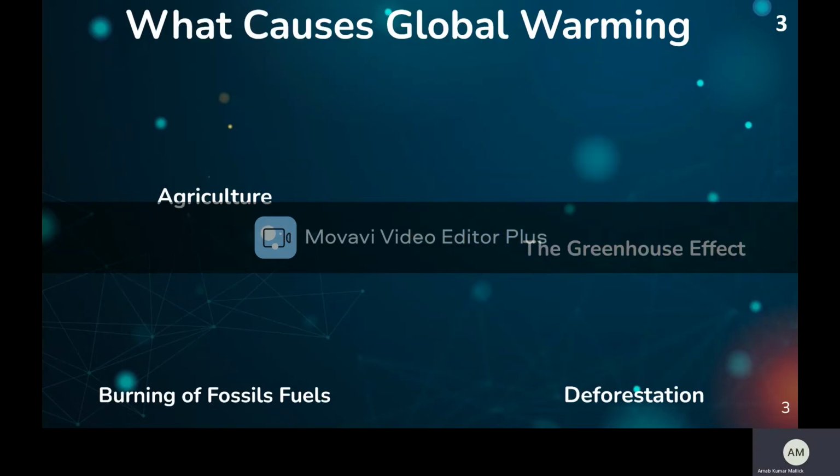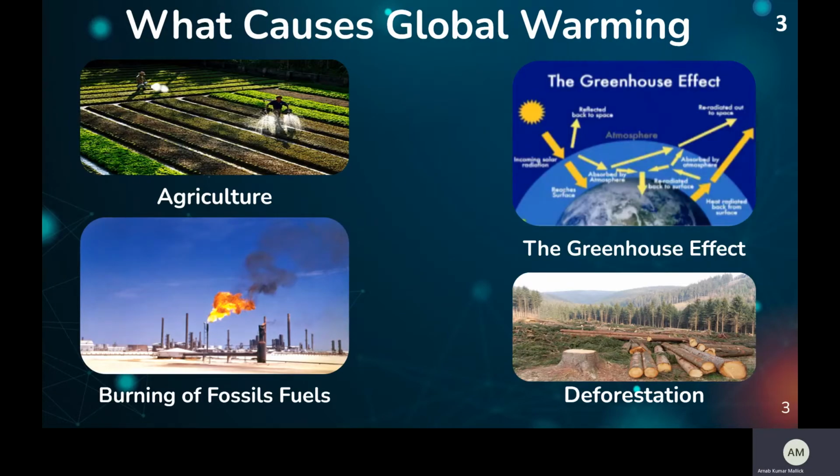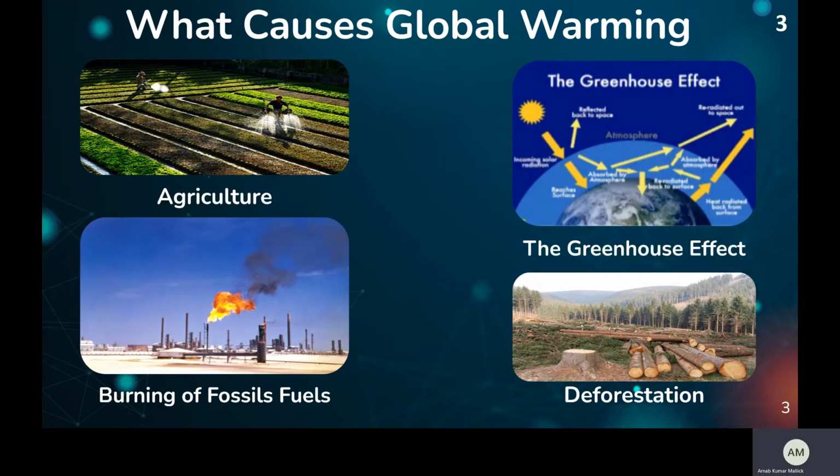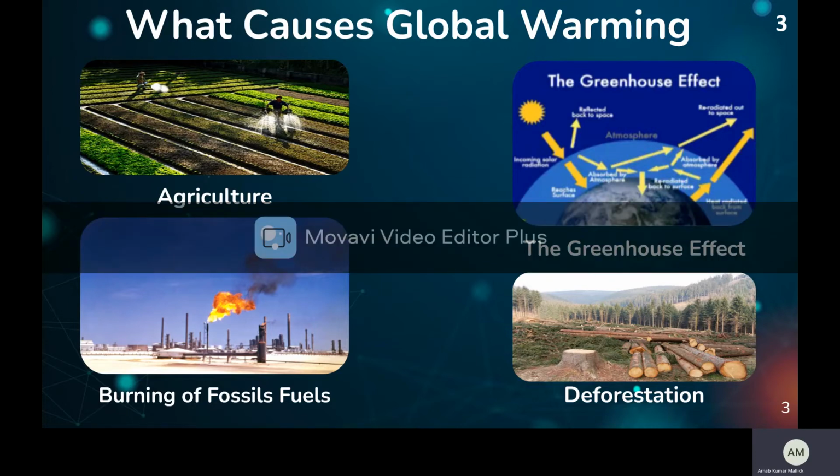Second, the causes of global warming include the agricultural fields, the greenhouse effect, burning of fossil fuels, and finally deforestation. Plants are the main source of oxygen. They take in carbon dioxide and release oxygen, thereby maintaining environmental balance. Forests are being depleted for many domestic and commercial purposes. That has led to environmental imbalances and thereby giving rise to global warming.